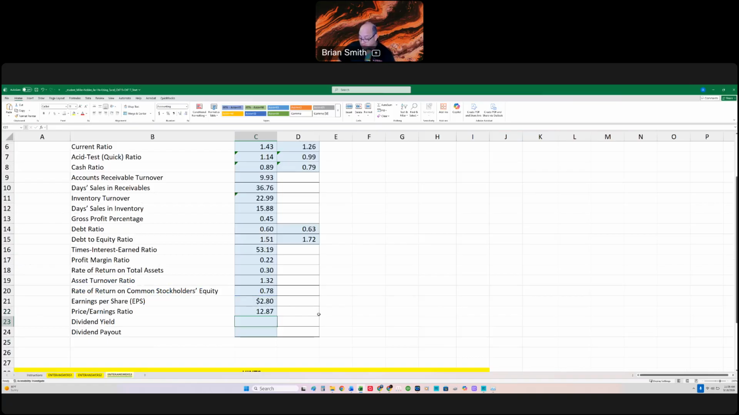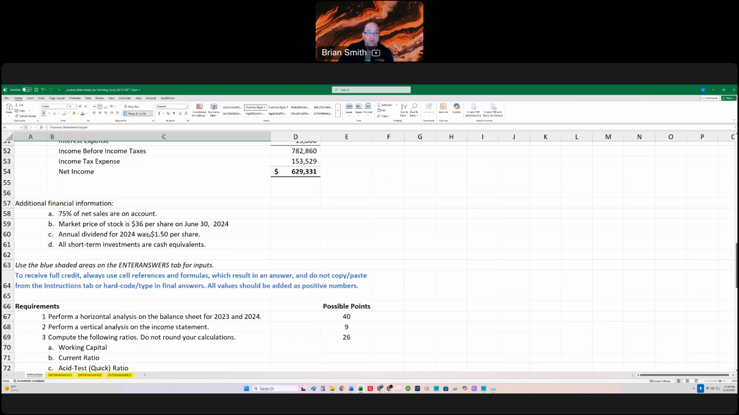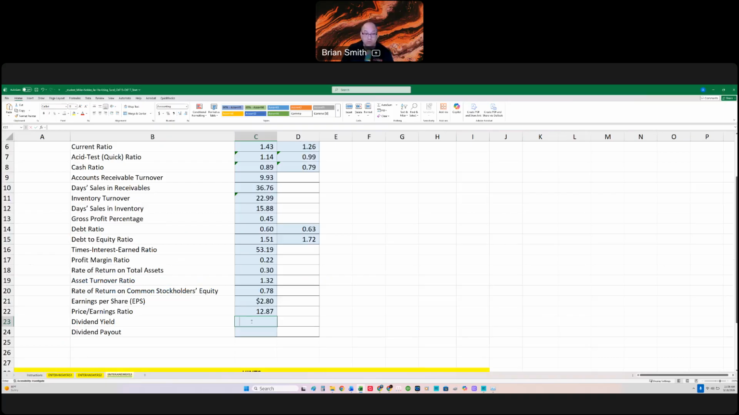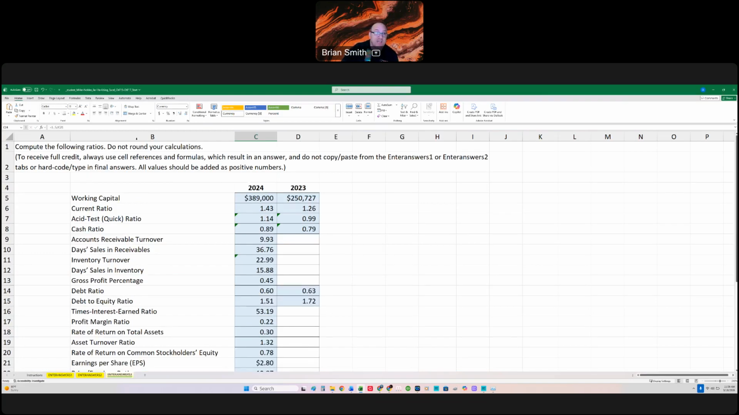Two more, dividend yield and dividend payout. Dividend yield is the annual dividend per share divided by the market price per share. All right, this one's going to be hard coded all around because it says here that our annual dividend per share was $1.50. So we're just going to go equals 1.5 divided by 36. It was 36, right? Yeah. And then the dividend payout is our annual dividend per share divided by our earnings per share. So again, equals 1.5 divided by select earnings per share in cell C21 and hit enter. Should be good there. All right, that's it. Let's save, see where we went wrong this time.